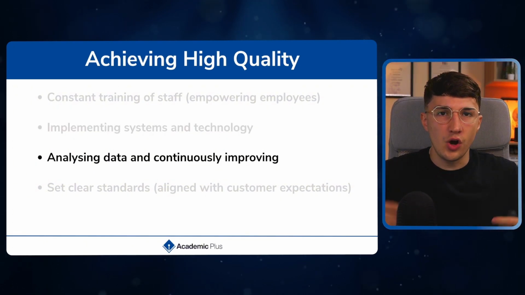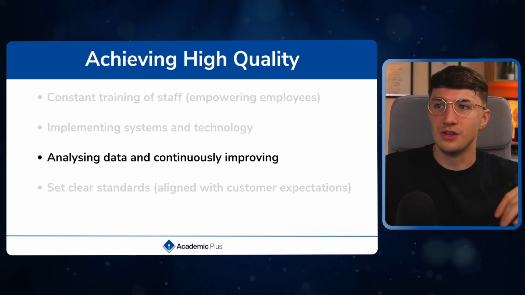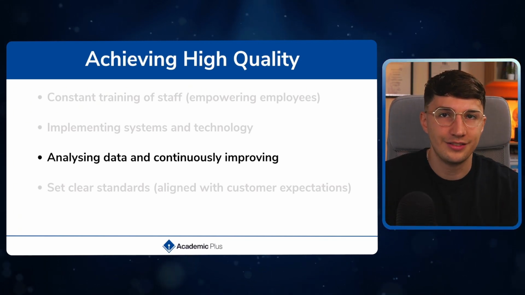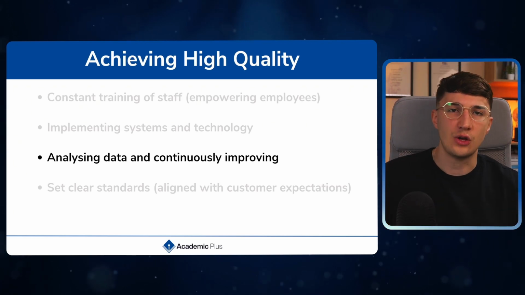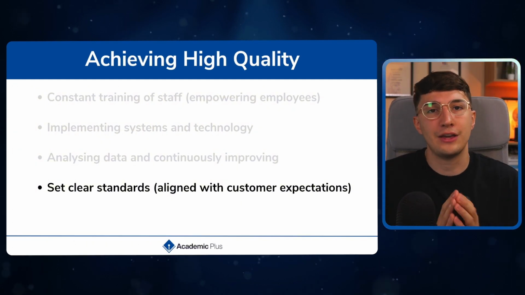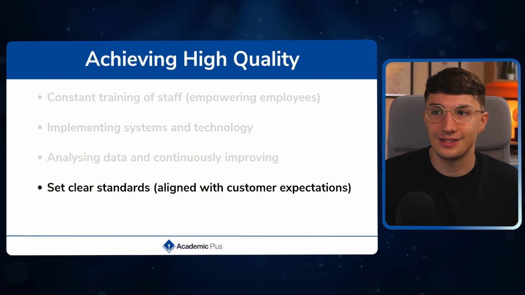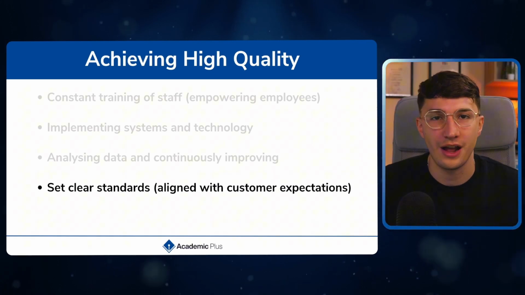Of course, we want to implement this Kaizen approach of continuous improvement. So look at analysing the data, where can we improve, and once again have this philosophy and culture of always trying to improve. And of course, we want to make sure that we are setting very clear standards for ourselves and that they do align with our customer expectations.